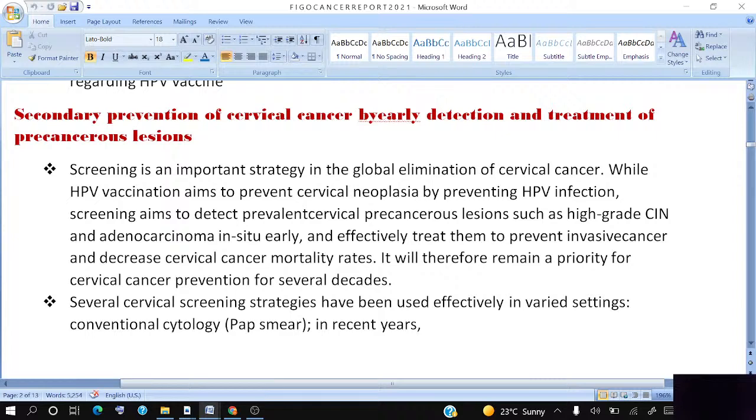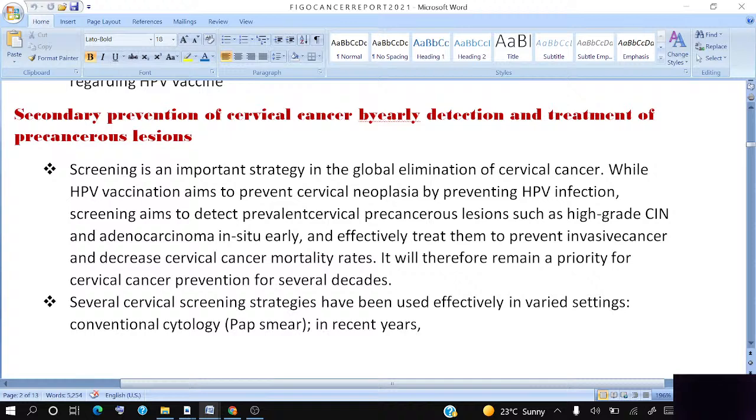So here, especially, they give importance to preventing cervical neoplasia through the HPV vaccine and through screening. So we have detection, which prevents cervical precancerous lesions, so that high-grade CIN does not progress to adenocarcinoma in situ. With early and effective treatment, they will not progress to invasive cancer, and cervical cancer mortality rates decrease. So this is the benefit.